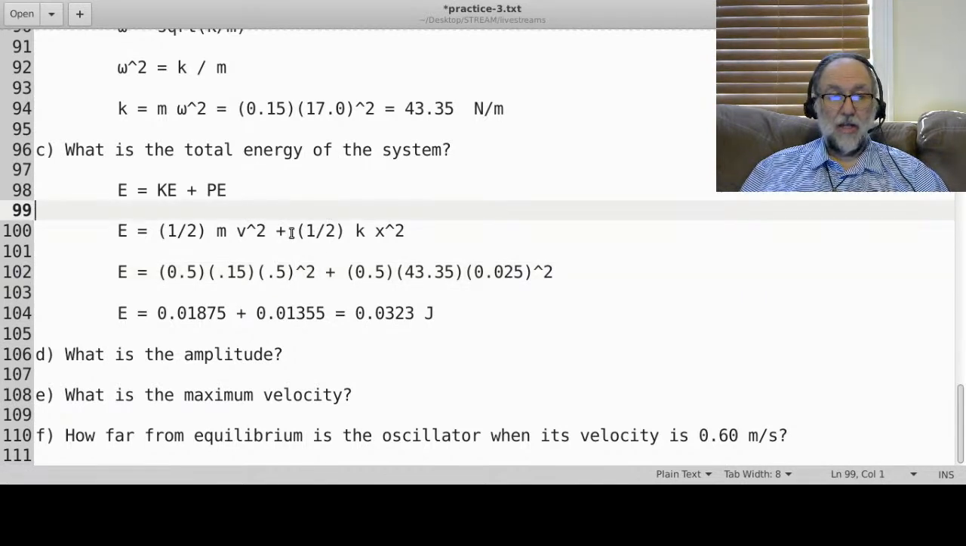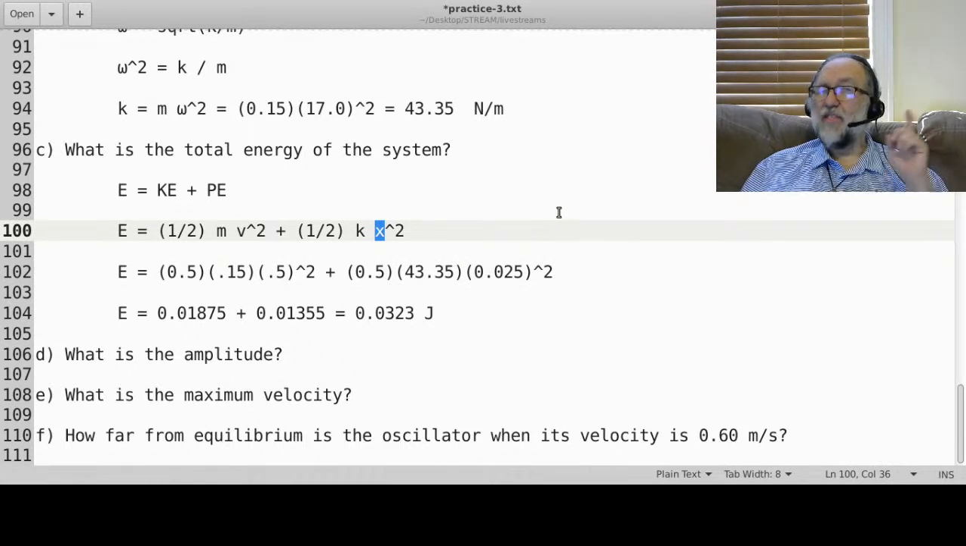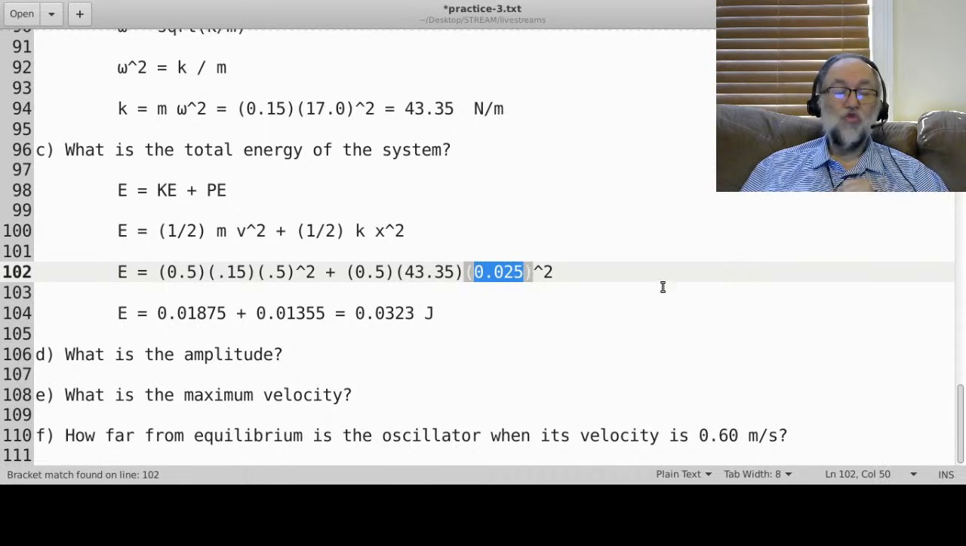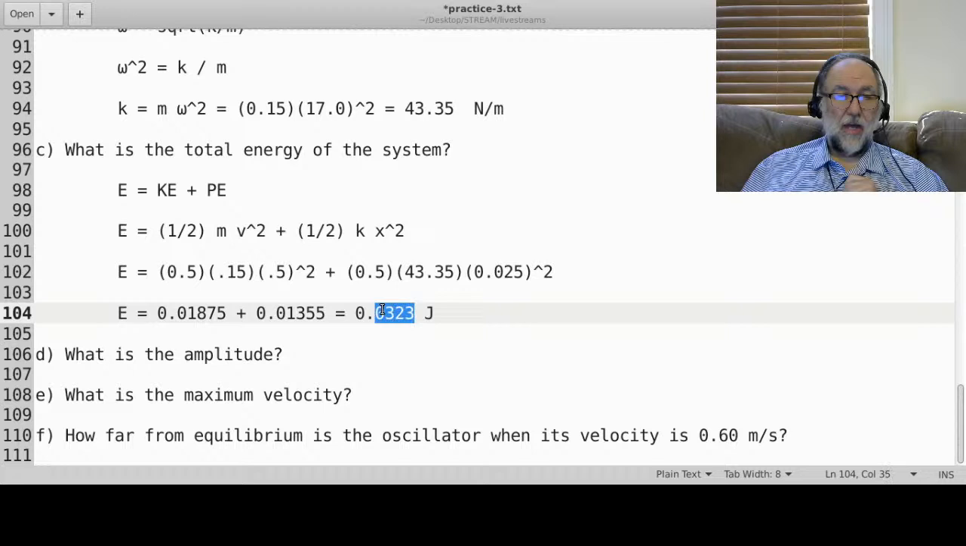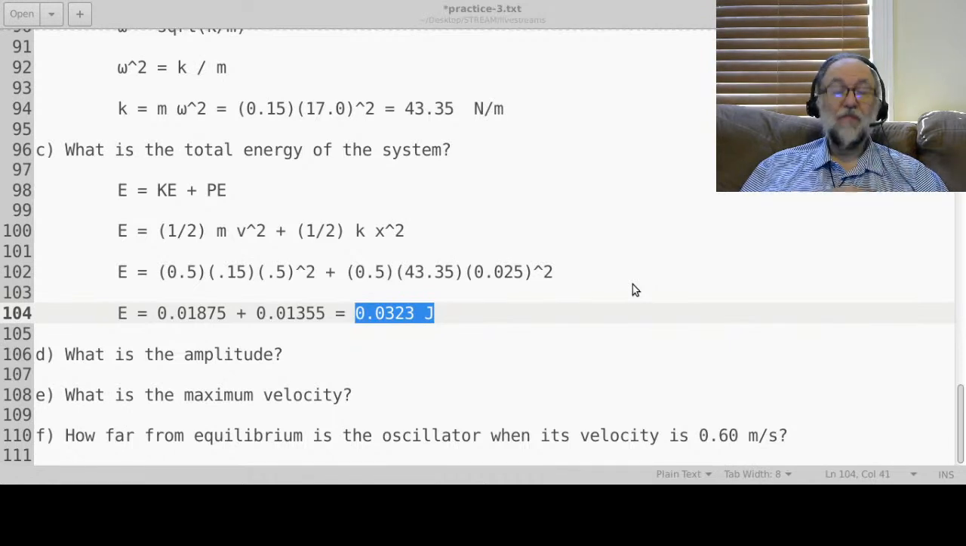And then for the potential energy, it's 1/2 k. K we just found as 43.5, and x is 2.5 centimeters, but you've got to convert that to meters, so it's 0.025 meters. Okay, square that, and then you just calculate it, and you get this energy here. It's actually very little energy. This is a very weak oscillator, but you can have that. All right, so there you go. That tells you the total energy of the system.